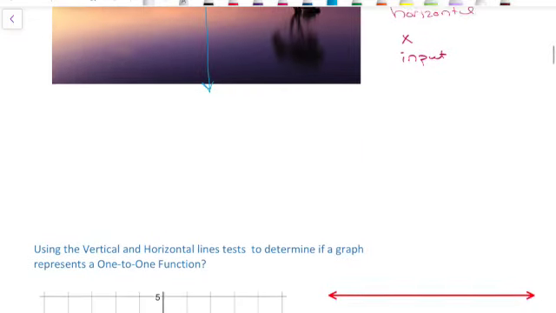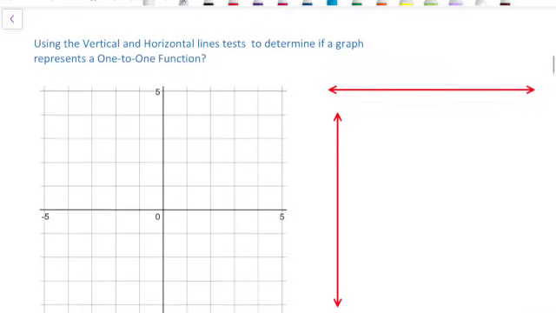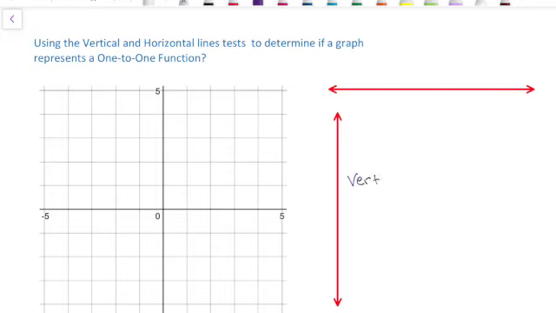Okay, so let's think about horizontal and vertical line tests to determine if something is a one-to-one function. So remember, this one, let's do purple for this one. This one is vertical, and this one will tell us if it is a function. Is it a function? Now remember, the test works where if it passes through the function more than once, then it is not a function.